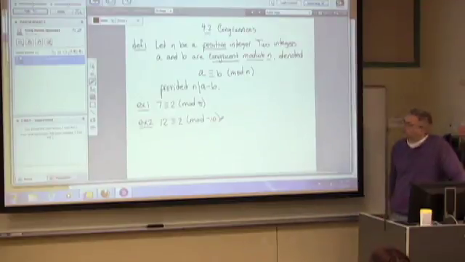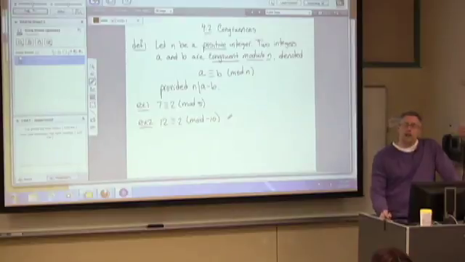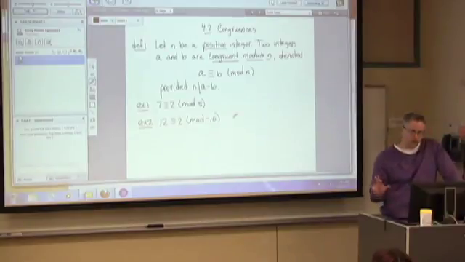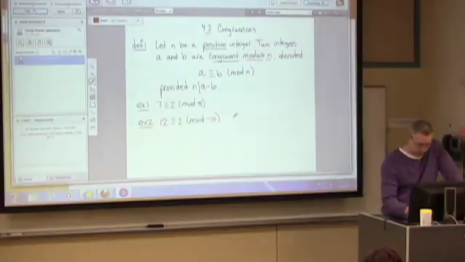Do we have any issues with this? It's not positive. So this is undefined. So example 1 was 7 is congruent to 2 mod 5. Example 2, 12 congruent to 2 mod minus 10, which is undefined because the modulus part is negative, not positive.